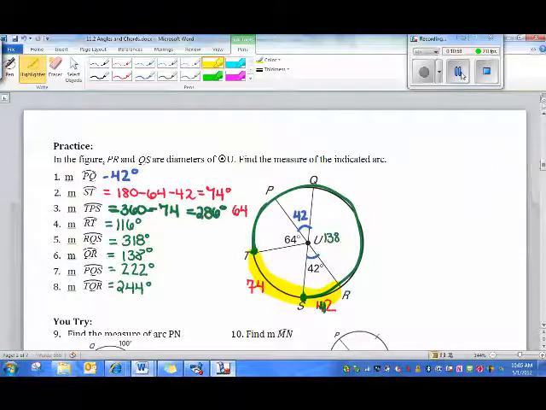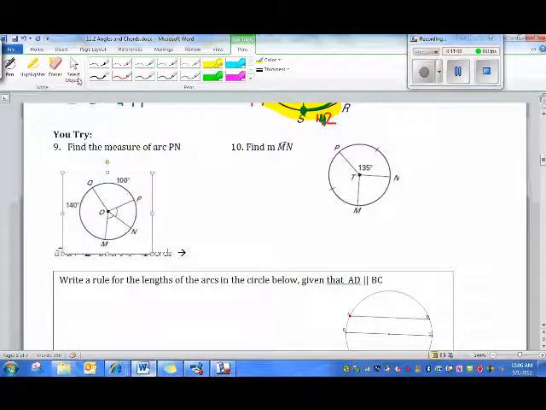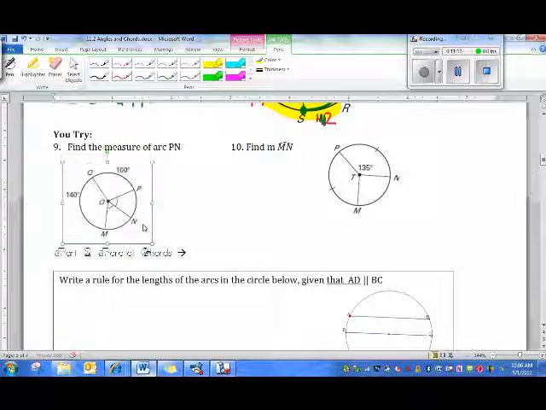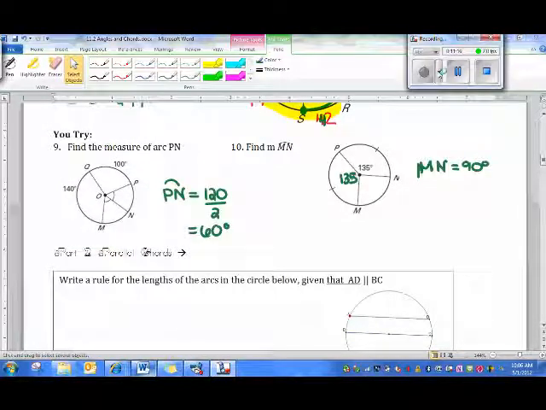Why don't you see if you can find the measure of arc PN in this example, and the measure of arc MN in example 10. Pause the video, and I will put the answers up. Okay, so for number 9, you should have gotten the measure of arc PN is 60 degrees, and the measure of arc MN is 90 degrees.